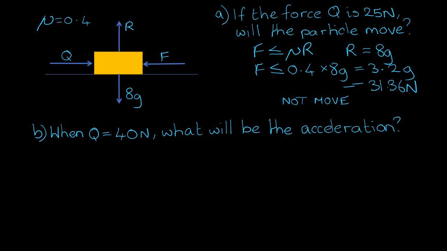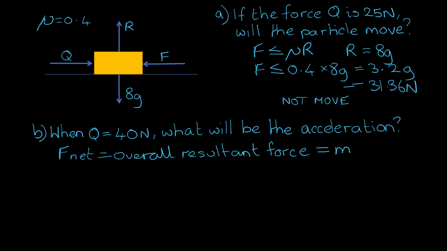Now to do that, I need to introduce a new rule. So this is Newton's second law, and it says that F net, and what's F net? F net is the overall resultant force in a particular direction. So F net equals ma. So m is the mass, a is the acceleration. So let's find F net in this situation.